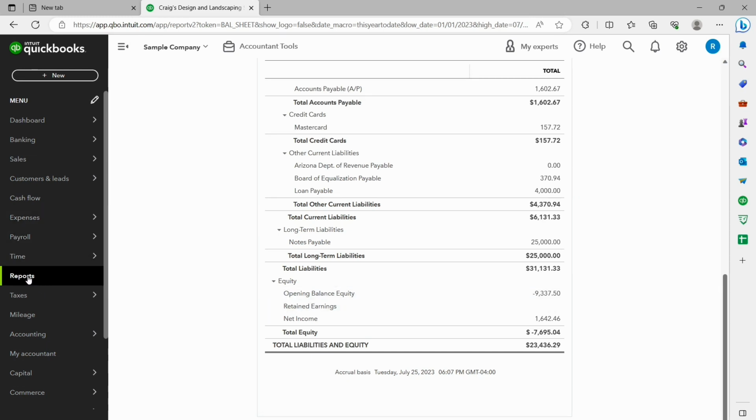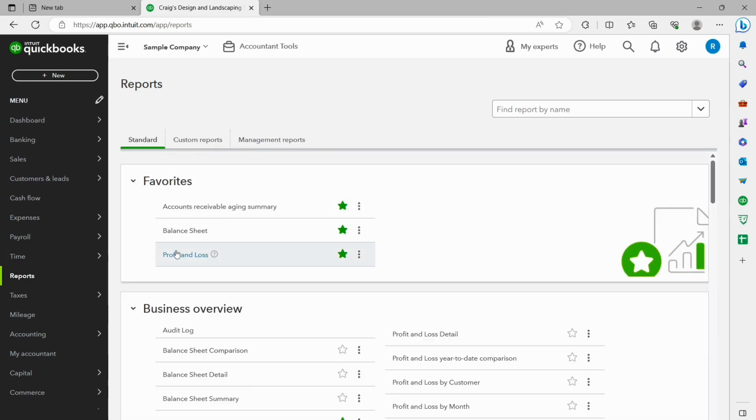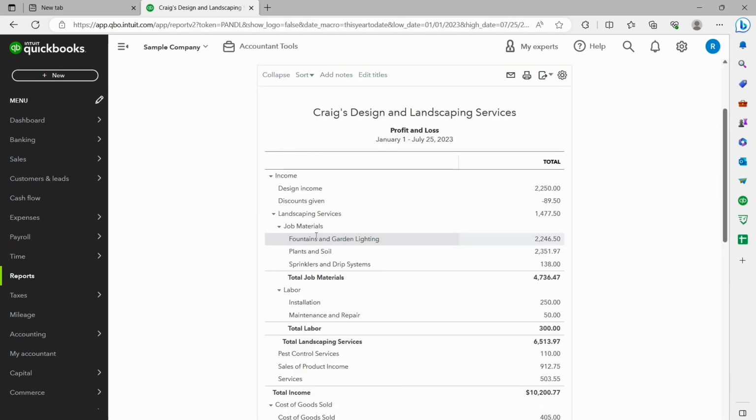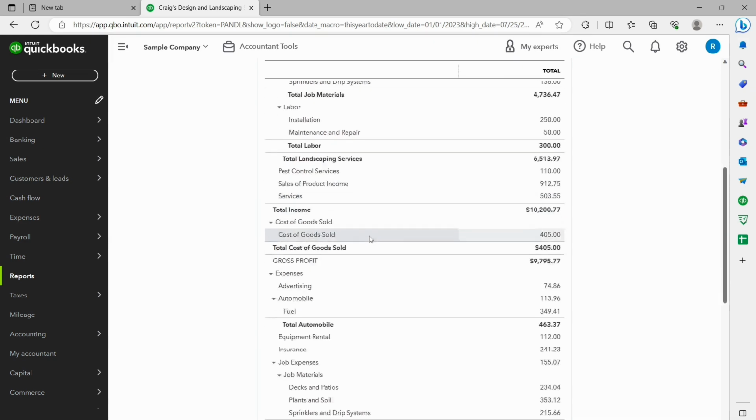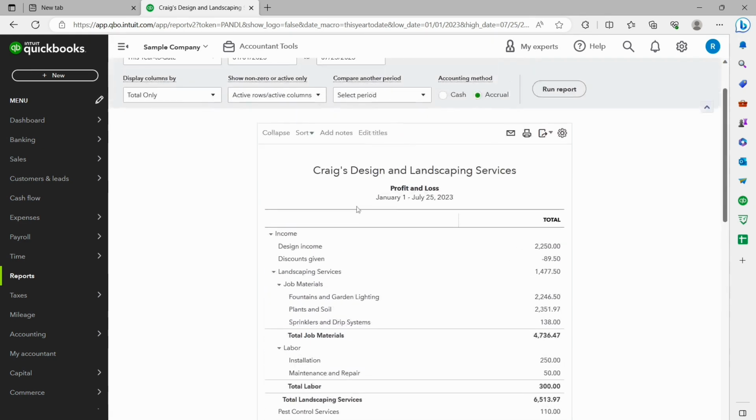Let's go back to the other reports. Profit and loss is another very important report. Usually a bookkeeper should supply these two reports on a monthly basis. Every beginning of the month, you should get these reports. Depending on how you want to get them, usually it's going to be an email. You open them, and once you know how to read these reports, they tell pretty much everything you need to know about your business.